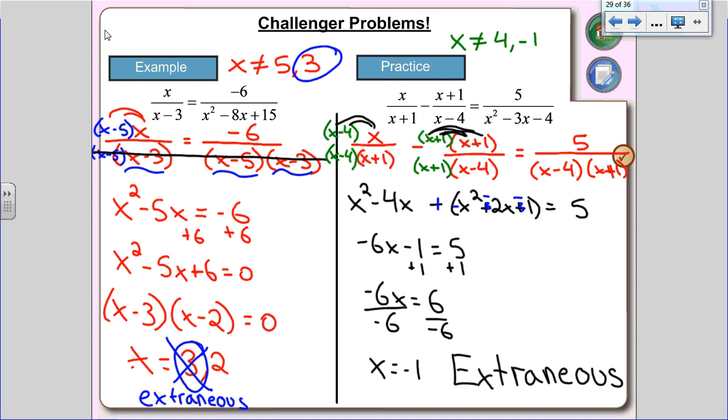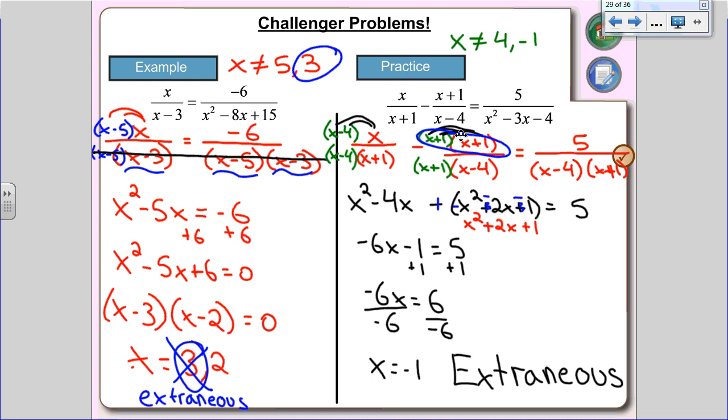I get x plus 1 times x plus 1 becomes x squared plus 2x plus 1. However, this question is a subtraction question. So it's minus that thing I just created. So that negative sign has to come into the brackets, like I showed in the blue, to change all of these symbols to become negatives.